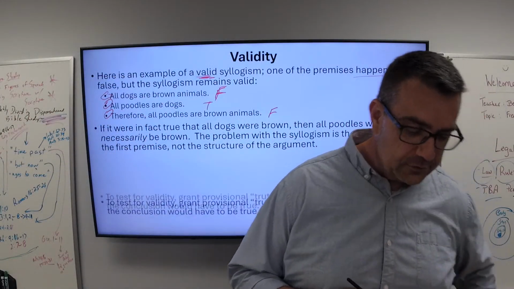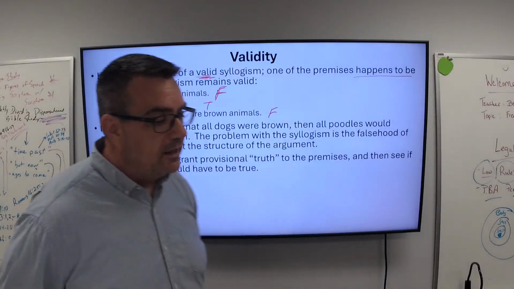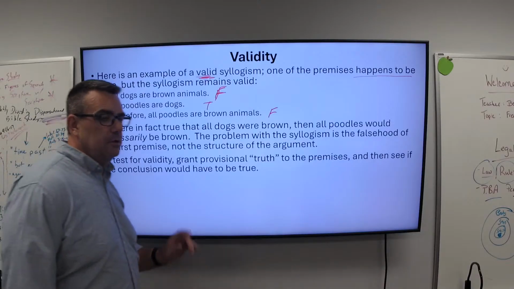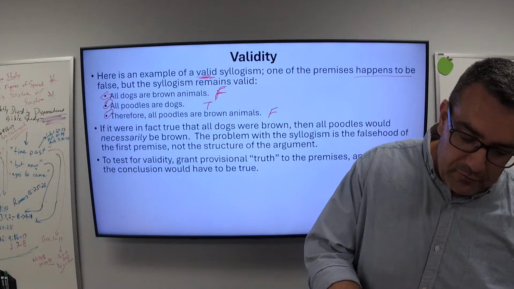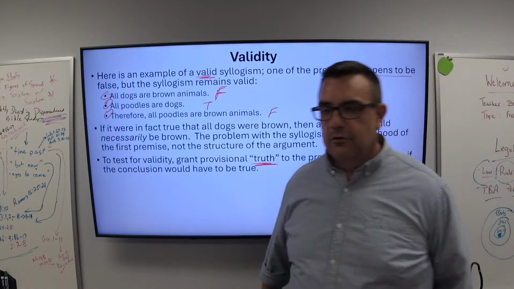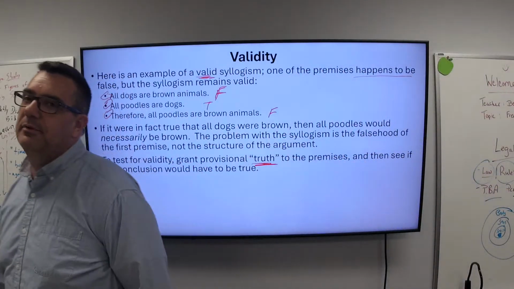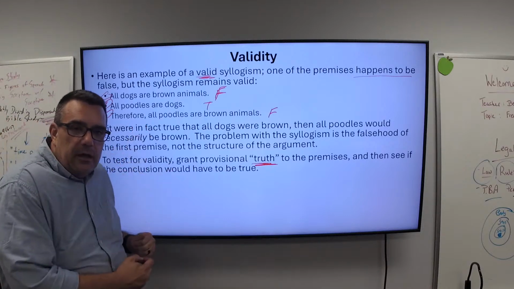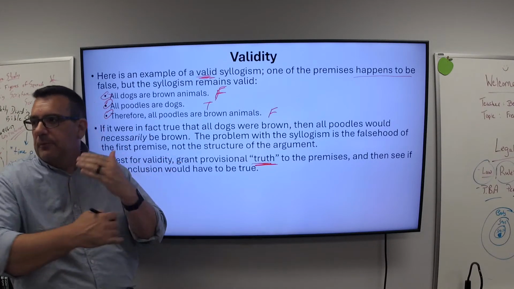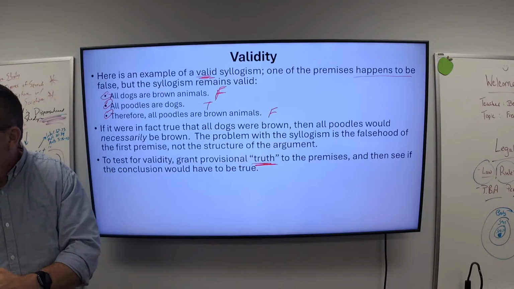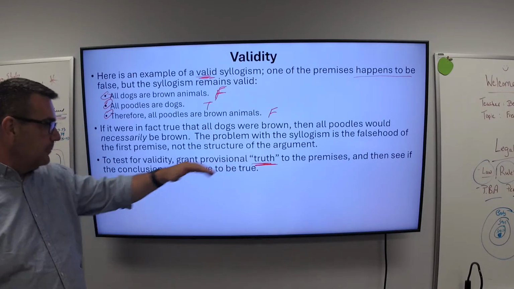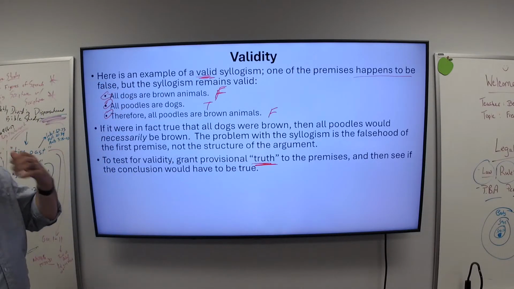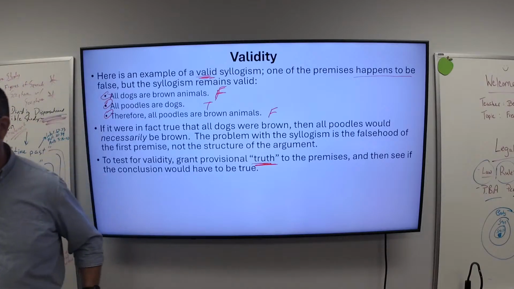So, to test the validity of the argument, we need to grant what is called provisional truth to the premises. Does that mean you have to believe them as true? No, you're just granting, for the sake of argument, that they're true for the purposes of evaluating the argument. That's what we mean by provisional truth. So the test of validity is to grant provisional truth to the premises, and then see if the conclusion would have to be true.